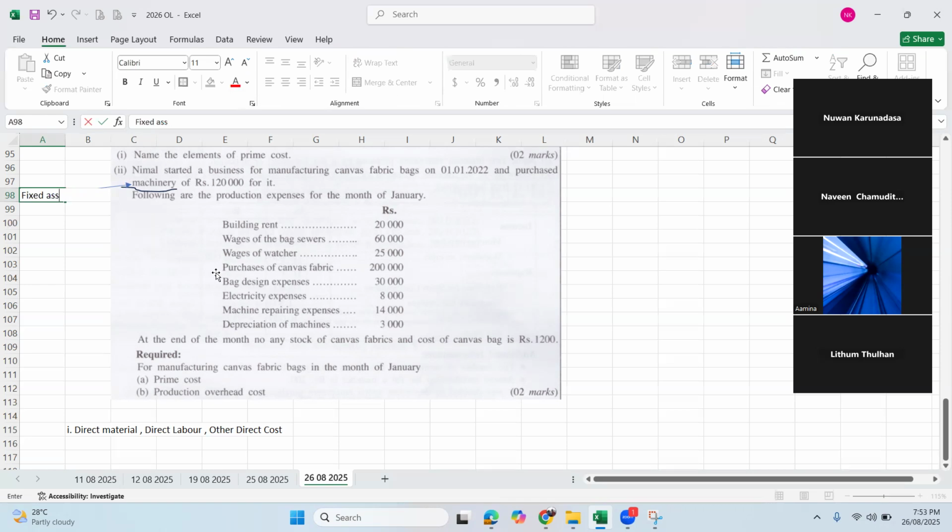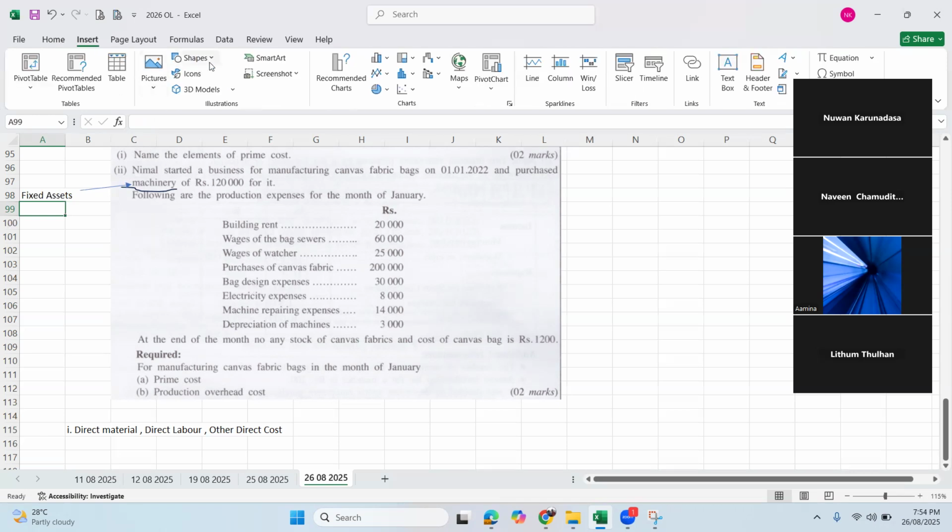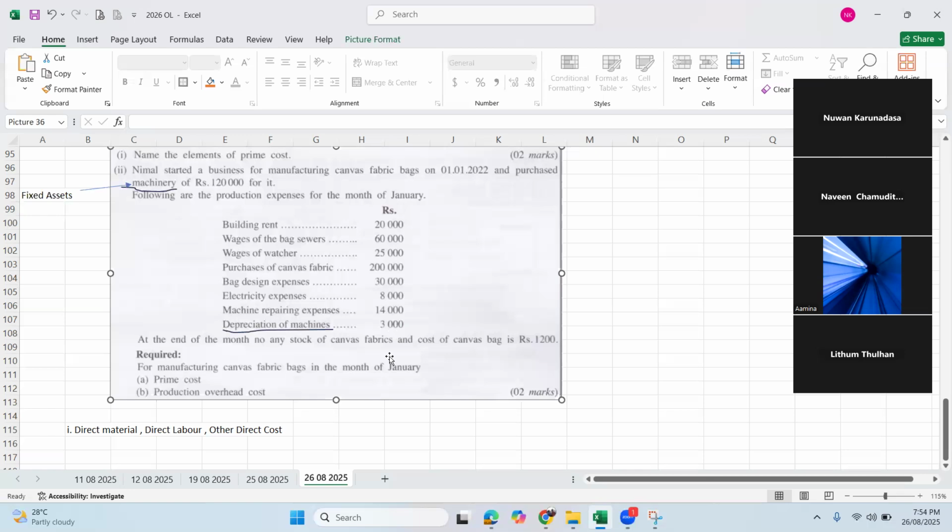With the usage, the machinery value will be coming down. For that coming down value, we do a provision that is called depreciation. Now you can see here they have calculated the depreciation of the machinery, that is 3,000.